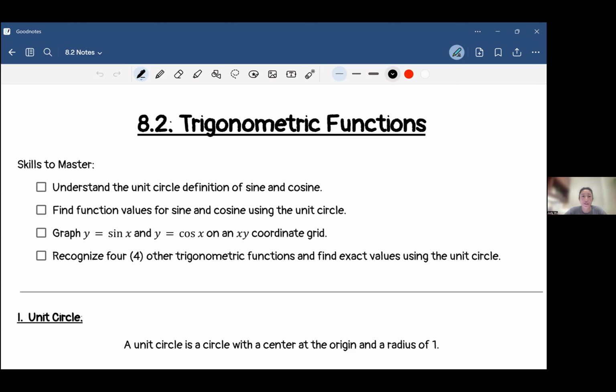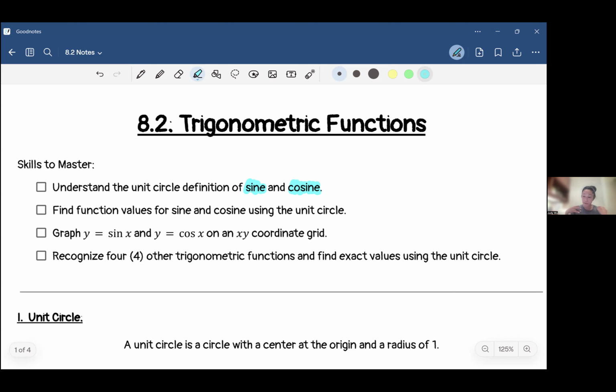And in this video, we're going to talk a little bit more about the trigonometric functions that we learned about in 8.1. In this section in particular, we are going to focus on looking at sine and cosine. Those are going to be the two most important ones that we walk out of here understanding, because those are the ones that we're going to look at our derivatives and our integrals a lot.